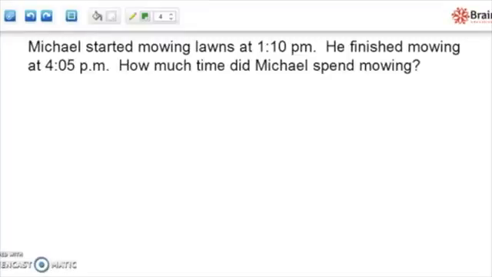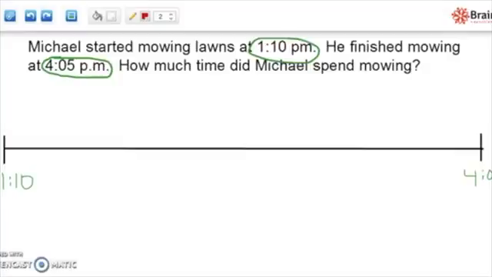In order to solve this problem, we must first begin with looking at the numbers in the word problem that will help us solve it. What's important is the time that Michael started, which was 1:10, and the time that he finished, which was 4:05 p.m. To solve this problem, we are going to use a number line. Notice that I've created my number line, and I put our start time, which is 1:10, towards the left of the number line, and our end time, which is 4:05 p.m., towards the right of the number line.